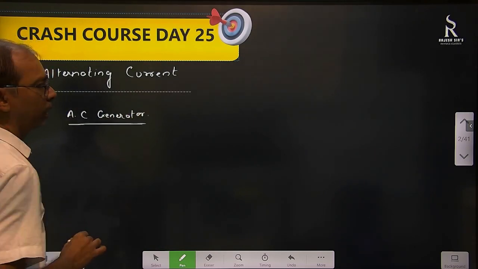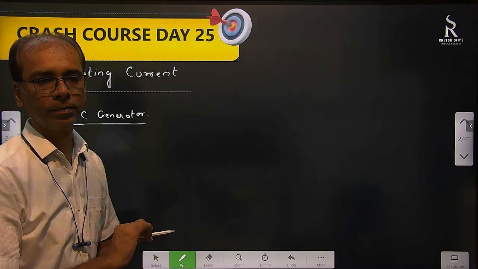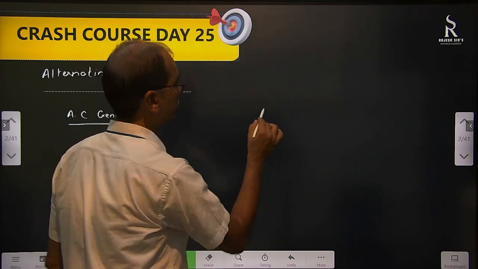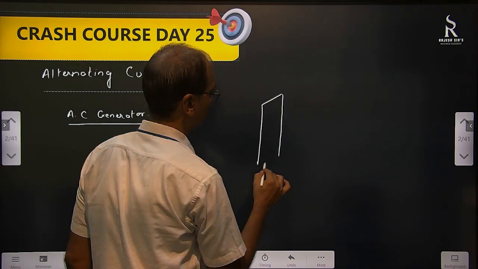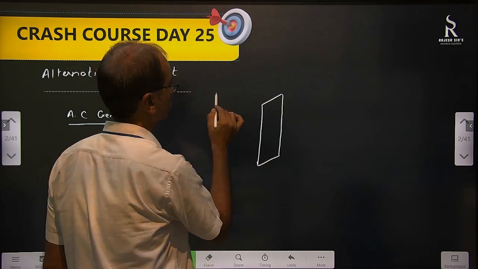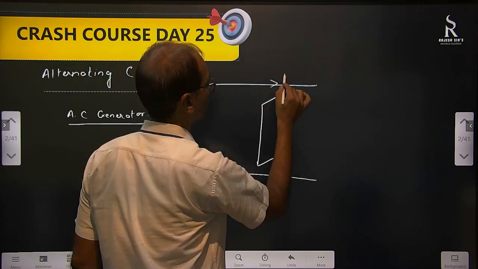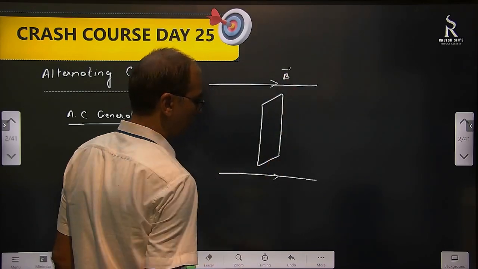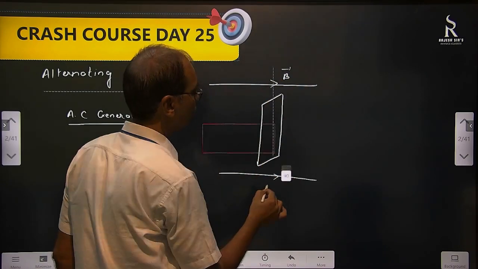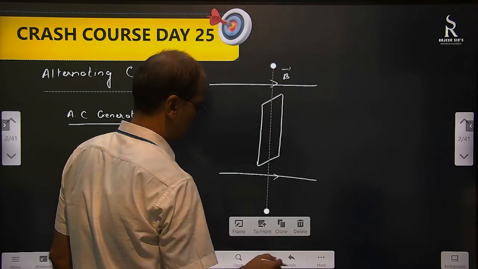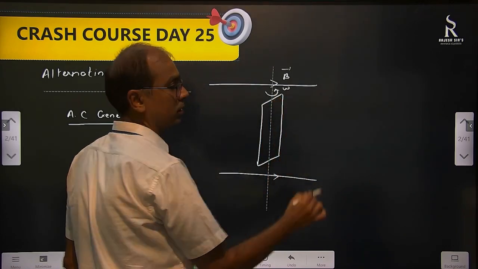And what happens in that? There is a coil which we are rotating in a constant magnetic field, right? So, if there is a magnetic field like this, we are making it rotate. So, what is happening because of that? We are making it rotate, maybe clockwise or anti-clockwise.